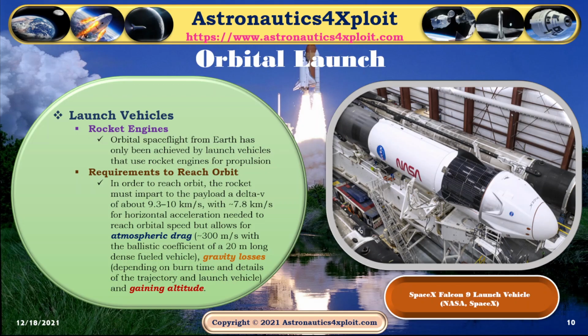Orbital launch. Orbital spaceflight from Earth has only been achieved by launch vehicles, which make use of rocket engines for propulsion. Requirements to reach orbit. In order to reach orbit, a rocket must impart to the payload a delta V of about 9.3 to 10 kilometers per second, which is approximately 7.8 kilometers per second for horizontal acceleration, which is needed in order to reach orbital speed, but allows for atmospheric drag, approximately 300 meters per second, with a ballistic coefficient of a 20 meters long dense fuel vehicle. Gravity losses, depending on burn time and details of the trajectory and launch vehicle, and gaining altitude. This picture shows SpaceX Falcon 9 launch vehicle.